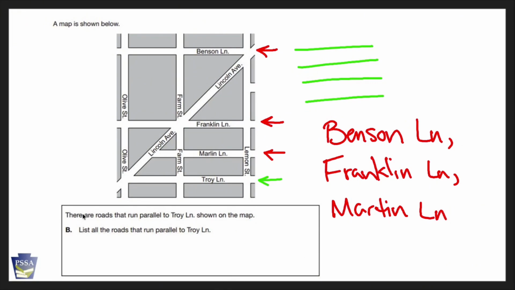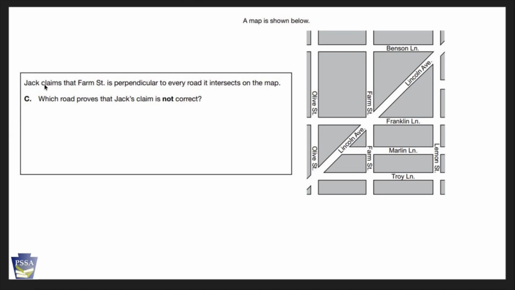Okay? And again, if I were to draw that out, there's Troy. Martin will never run into it. Franklin will never run into it. Benson will never run into it. Parallel lines mean they never run into each other. They never intersect. Jack claims that Farm Street is perpendicular to every road it intersects on the map.